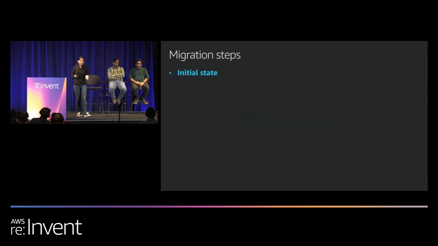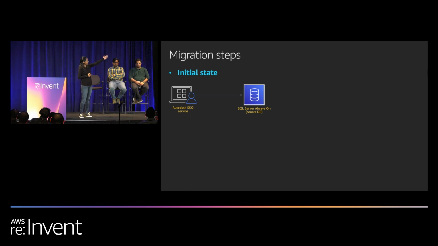So let's look into the details of the migration process. This is how the initial setup looked, where the application was pointing to the source database. And this was the step where we created the schema in the target database, which was Aurora MySQL, and the rollback database, which was SQL Server. And then we completed the DMS setup.